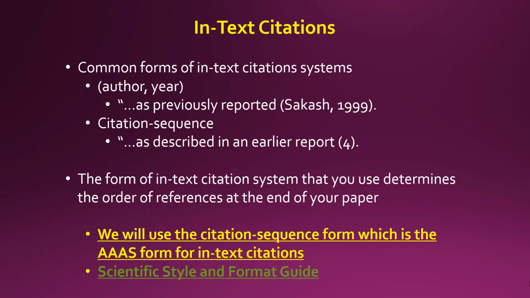A little bit more about in-text citations. There's a couple common forms of in-text citation systems. There's an author-year form, and then there's the citation sequence form. So the author-year is what it sounds like. You have the author's last name, comma, the year of publication, as seen in this example. As previously reported, open parentheses, Sakash, comma, 1999, close parentheses, followed by a period.